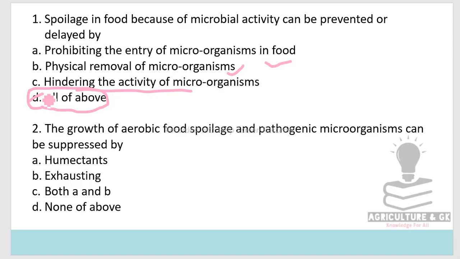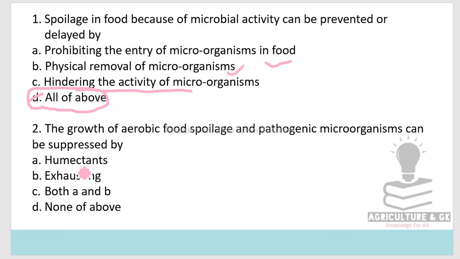Now moving on to the next question. The growth of aerobic food spoilage and pathogenic microorganisms can be suppressed by humectants, exhausting, both A and B, none of the above. So aerobic food spoilage is when the food gets spoiled in the presence of oxygen. So how can we prevent it?